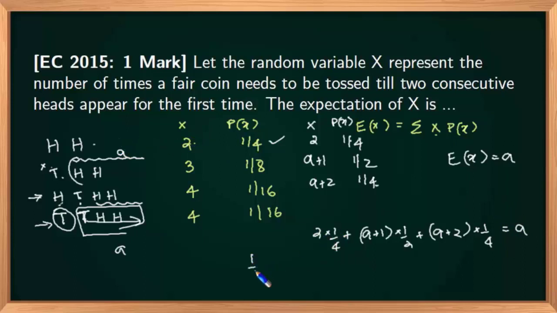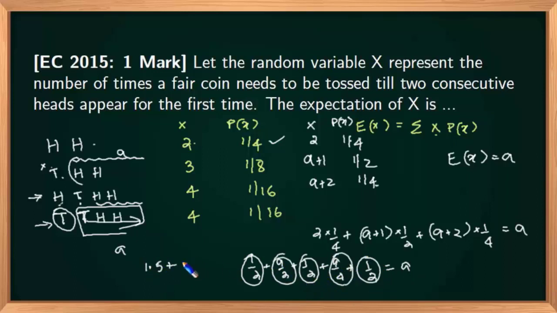So this is 1 by 2 plus a by 2 plus 1 by 2 plus a by 4 plus 1 by 2, which is a. This is half, half, half. So this is 1.5, right? Plus a by 2 plus a by 4 is 3a by 4, which is a. When I take this to the side, I'll be getting a by 4 equal to 1.5, or a will be 1.5 into 4, which is 6.